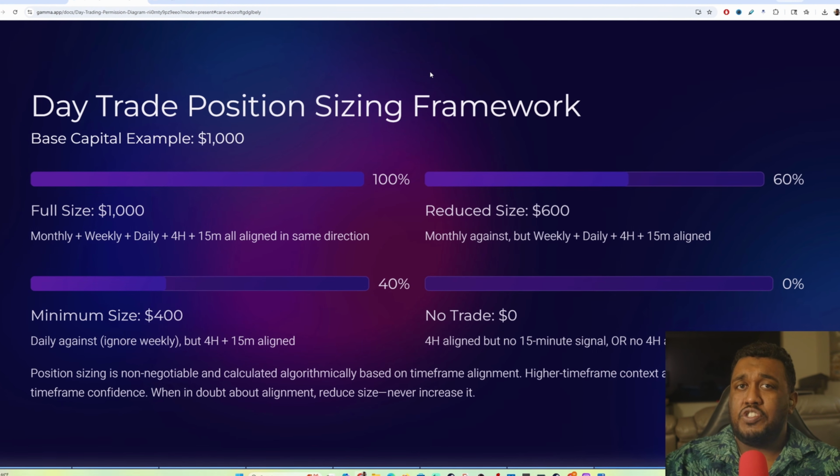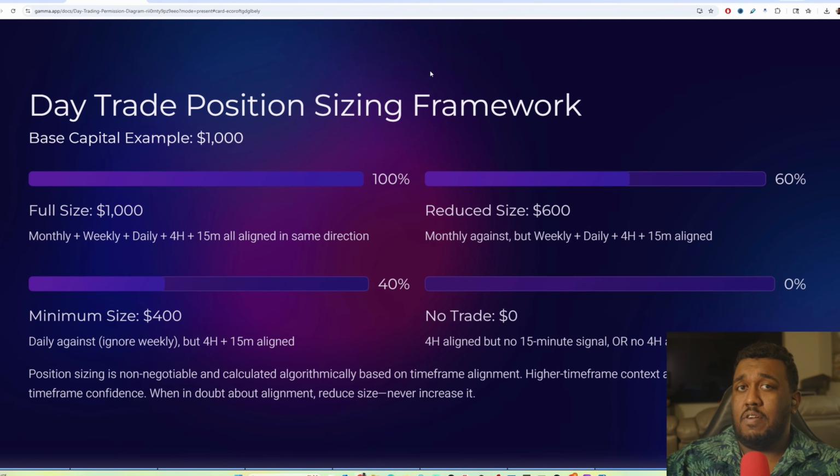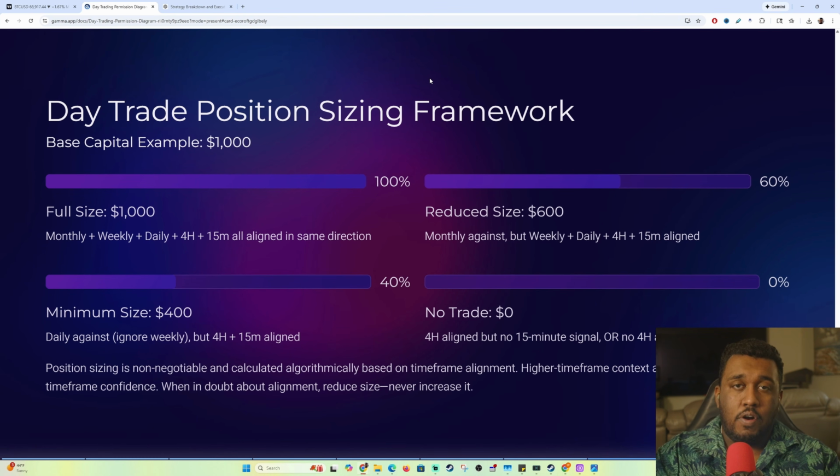If things are kind of choppy, but I really need to make a trade, but I don't feel comfortable completely with it, $400, because it's still giving me that good buy signal, but I know it's probably not going to go as high as I want to, so I don't need to be risking a large amount of money to make a small amount of money.